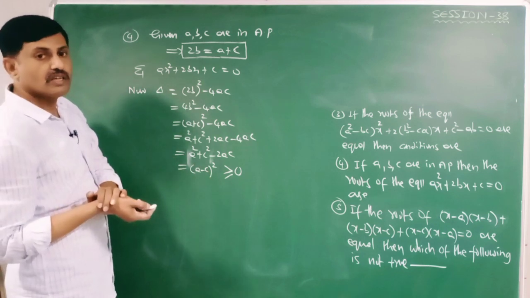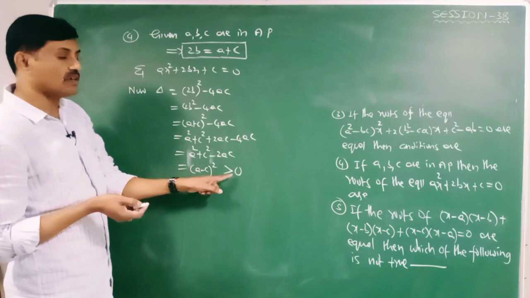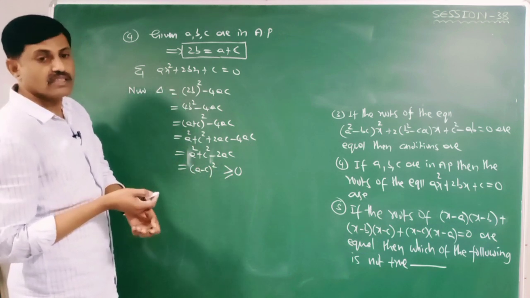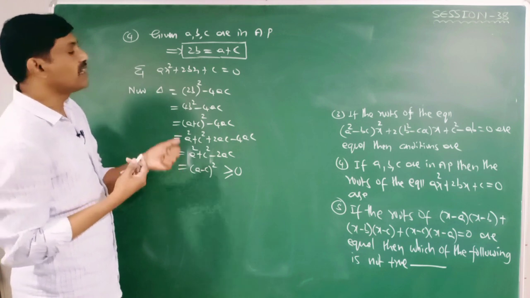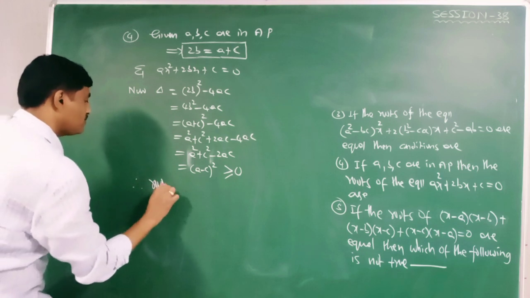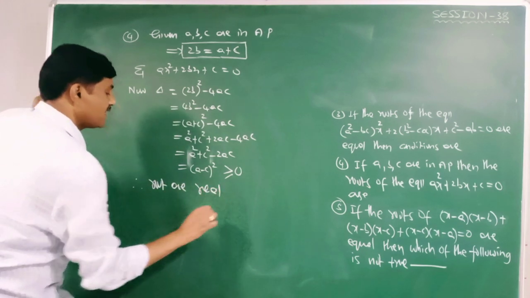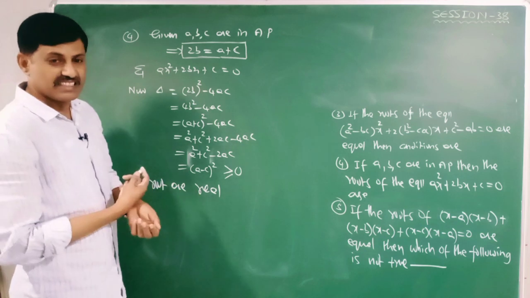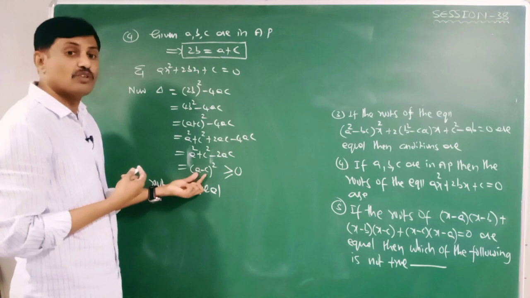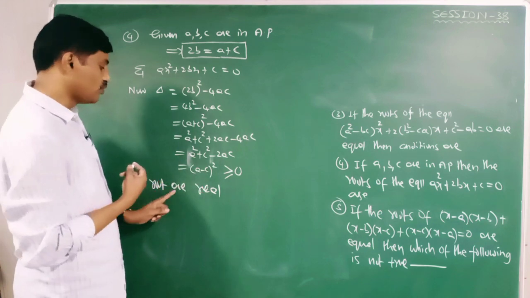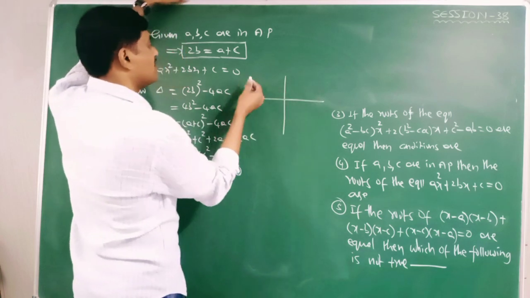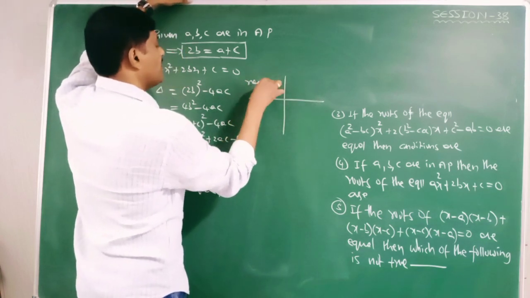In this case, what can we say? If a = c, delta is 0. If a ≠ c, delta is always greater than 0. Definitely the roots are real. We cannot say the roots are real and distinct, or real and equal, as we don't know whether a equals c or not. That's why we have to say only that the roots are real. Sometimes he will give options like this: the first answer is roots are real and distinct.